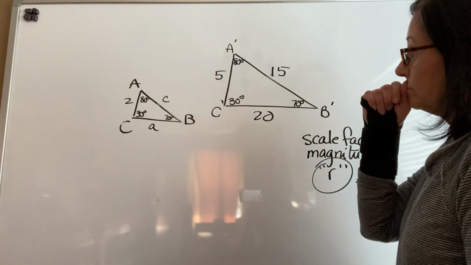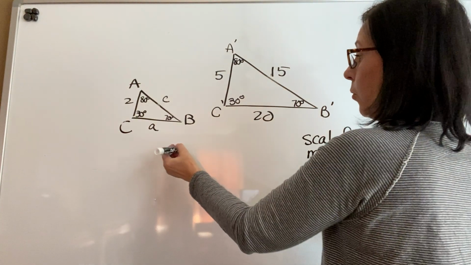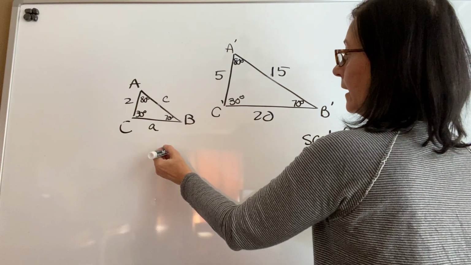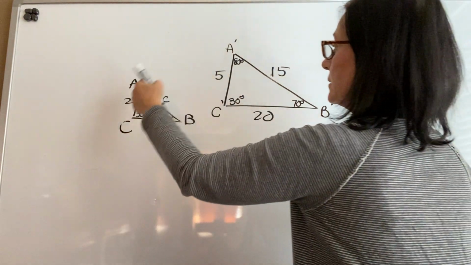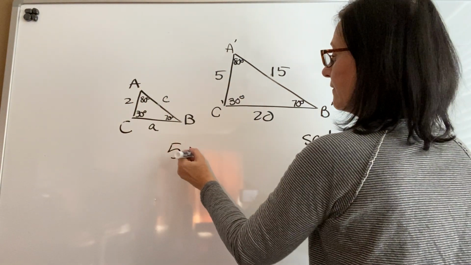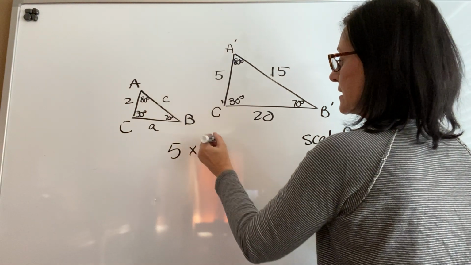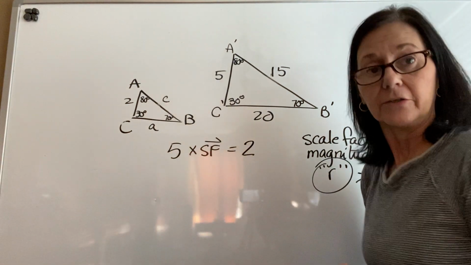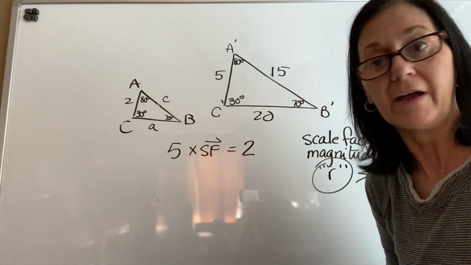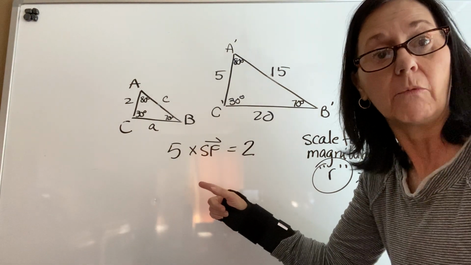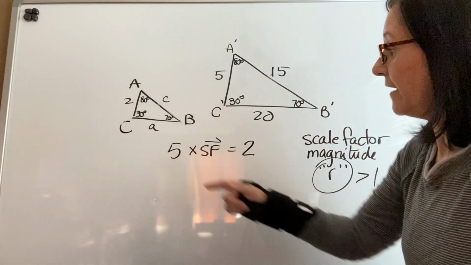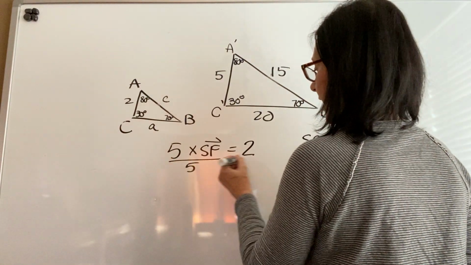All right. So what do I multiply? I'm going from the bigger one to the smaller one. So 5 times some scale factor to get to 2. Well, what's my scale factor? This is multiplication. I want to solve for the scale factor. I divide both sides by 5.